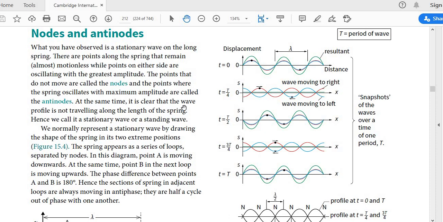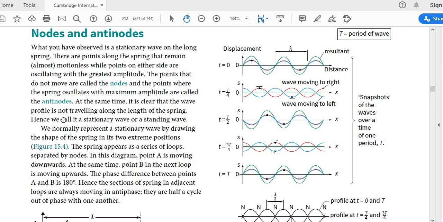At the same time, it is clear that the wave profile is not traveling along the length. Again, if you saw the animation, that standing wave, the points where you have nodes, it's not moving, but the antinodes have maximum displacement, positive and also negative.